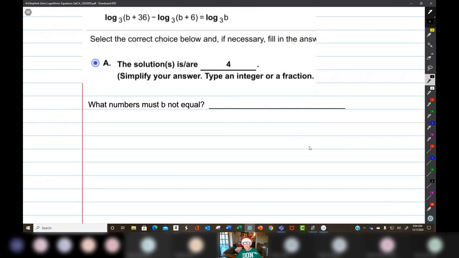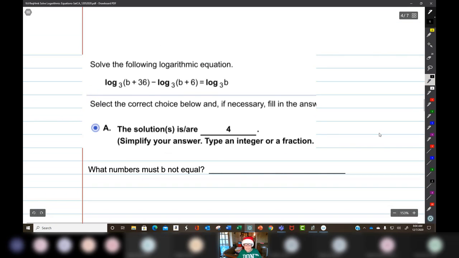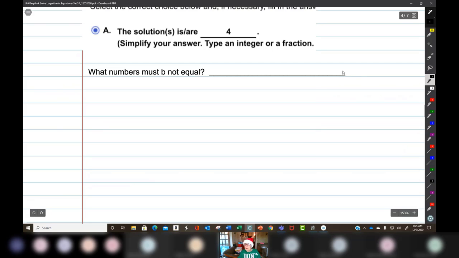All right. Well, this looks a little beastly, doesn't it? But maybe it will be easy. I don't know. Let's find the domain first. B plus 36 has to be strictly greater than 0. B plus 6 has to be strictly greater than 0. And B has to be strictly greater than 0. So I come to my little improvised x-axis or number line.